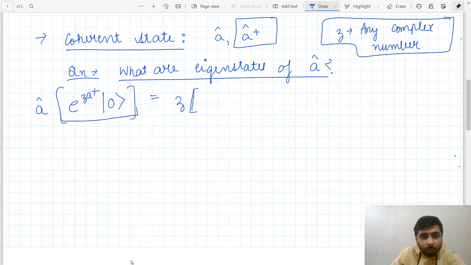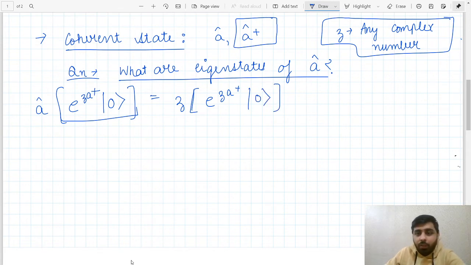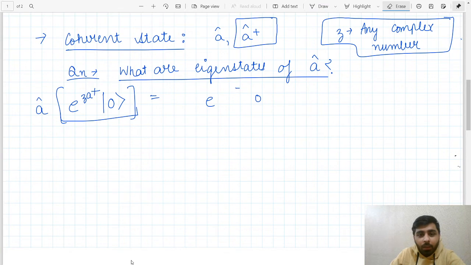Okay, so since I've already said that z can be any complex number, that means that there are an infinite number of eigenvectors of A as well, right? So now let's prove this equation very quickly. It's not a difficult one.